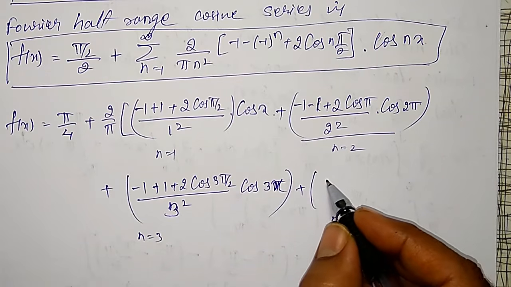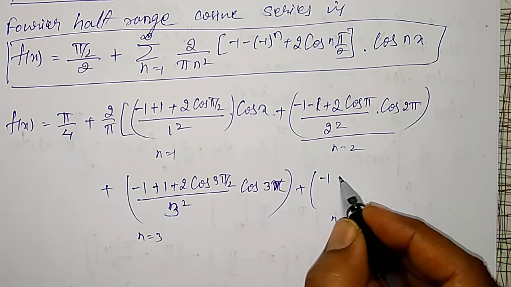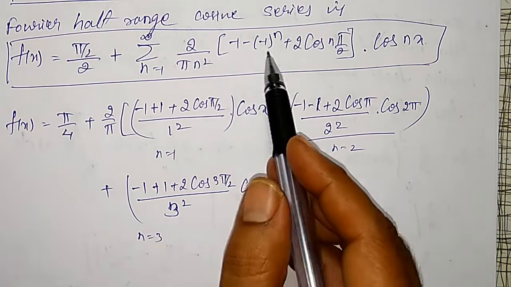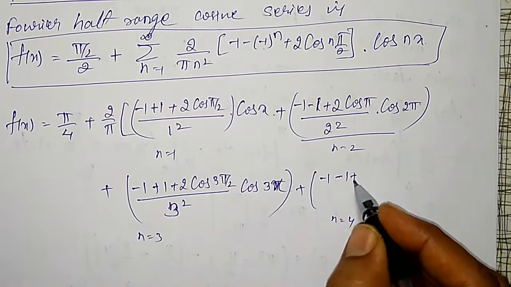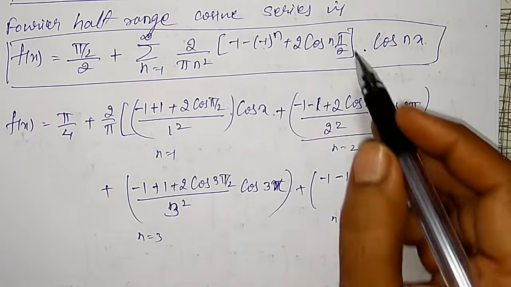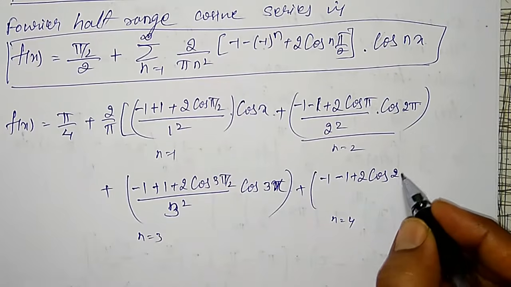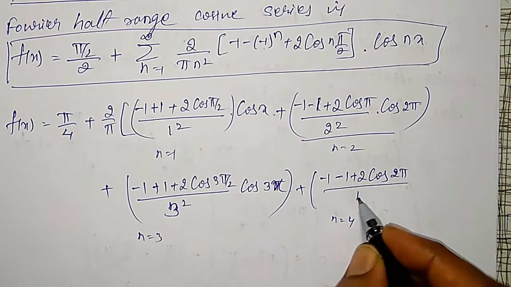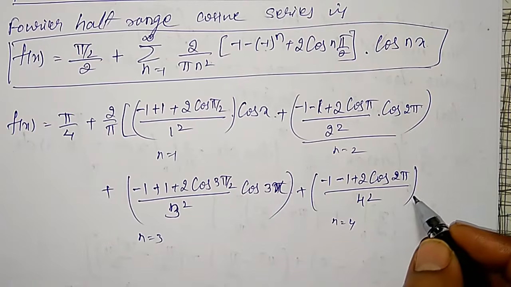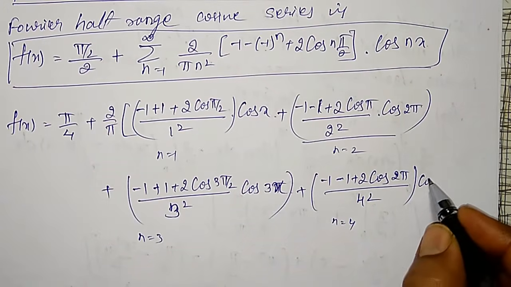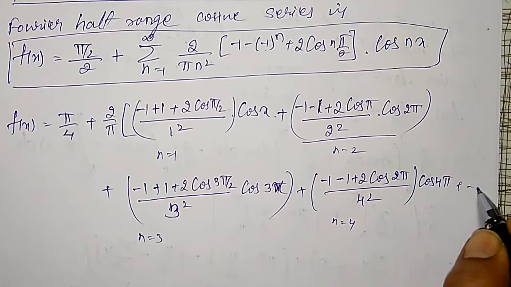Next will become n equal to 4. For n equal to 4, minus 1 raised to 4 will become plus. Therefore it is minus 1 plus 2 into cos of 2 pi, divided by 4 square, into cos of 4x, plus so on.